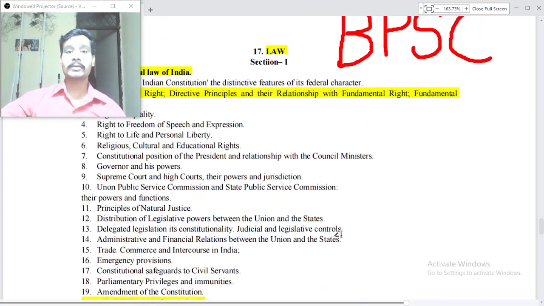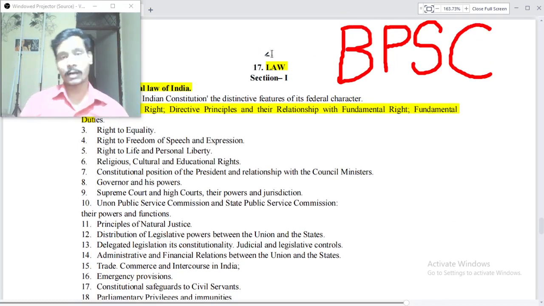We have already gone through the syllabus of Section 1 of the optional subject law, BPSC Mains examination. So that's all. Before choosing it as an optional, since it is very high scoring in BPSC, at least once you have to go through the whole syllabus, Section 1 as well as Section 2.